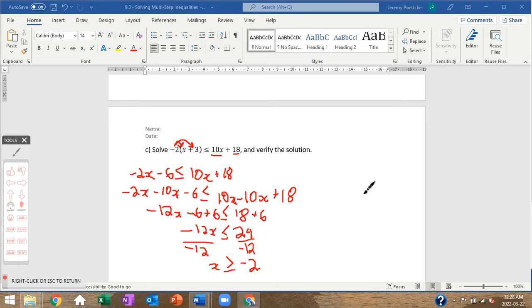All right, verify the solution. So we've got to do the boundary point business first. Let me do this up here. I have room. You have more room than I do because I know you write smaller.